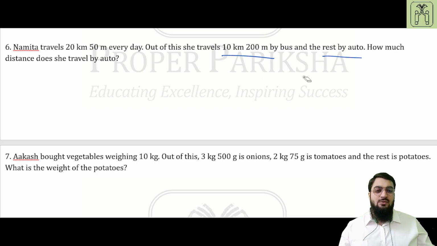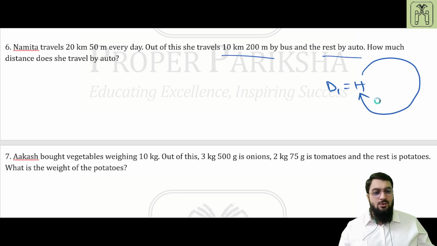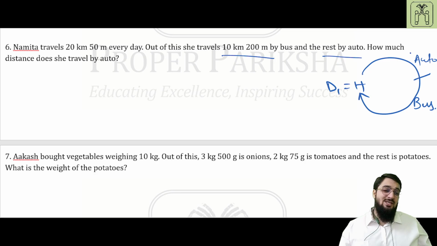So we will make use of only one destination, that is her home. From home, she travels a total distance to various places either by bus or by auto. So we can say this particular part is traveled by auto and this particular part is traveled by bus. If we add the total distance traveled by auto with the total distance traveled by bus, we will get the total distance traveled every day.